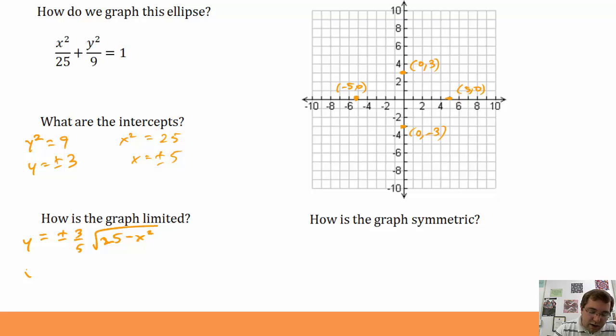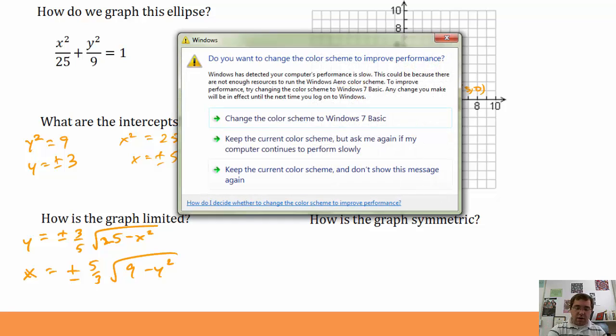Similarly, if I were to solve that equation for x, my original equation, I'll end up with x equals plus or minus 5/3 times the square root of 9 minus y squared. And similarly, y has to be between negative 3 and 3 in order to end up with a non-negative number underneath that square root. Okay, so x can't go past 5 or past negative 5. Y can't go higher than 3 or lower than negative 3.